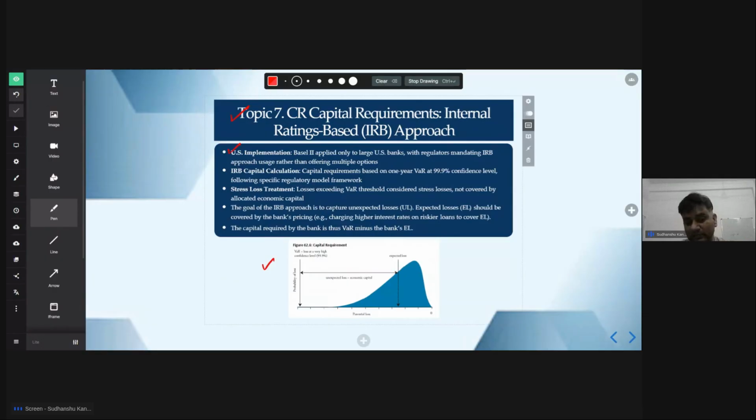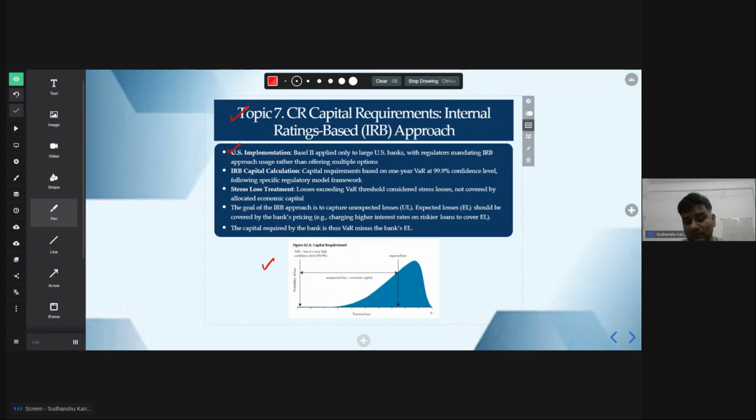And then we look at the expected losses versus unexpected losses. Expected losses are regular predictable losses covered through your pricing, provision, and margin. And then the unexpected losses are extreme losses beyond your expected losses, covered by your regulatory capital. So Basel II capital targets unexpected losses only. Then you look at your stress losses. Losses which are beyond the 99.9% VAR are treated as your stress losses, and these are not required to be covered by your capital, but addressed through your stress testing and buffers.